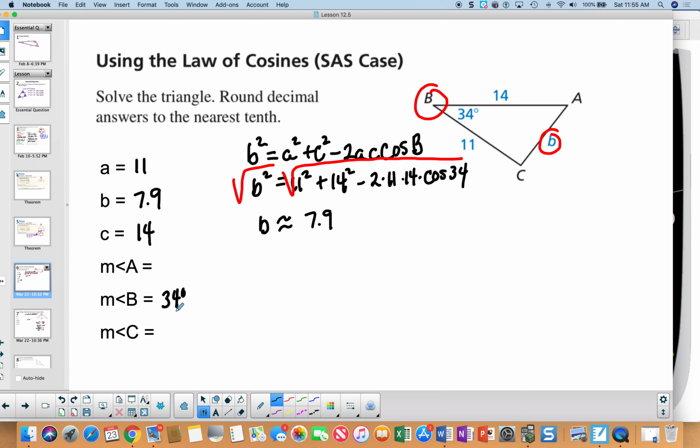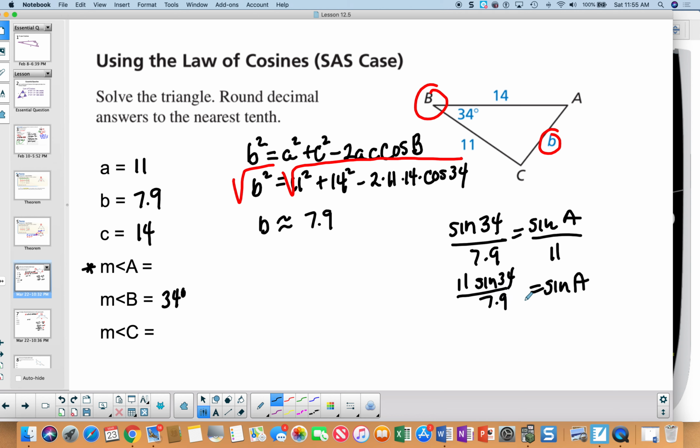Now, to get one of the angles, we have enough information to use the law of sines. So I'm going to say the sine of 34 degrees over b, and now I know what b is. It's 7.9. And then the sine, and I can find whatever angle I want. I think I'll start with angle A over 11. And then we're just going to use the same techniques that we had before in the previous lesson.